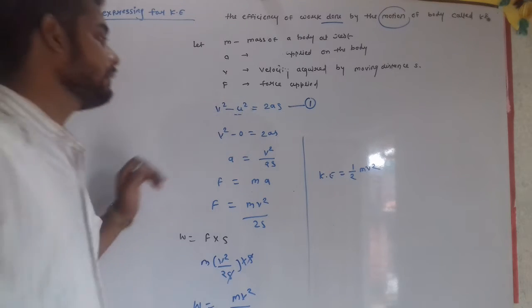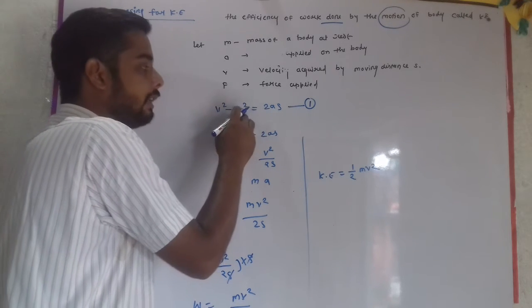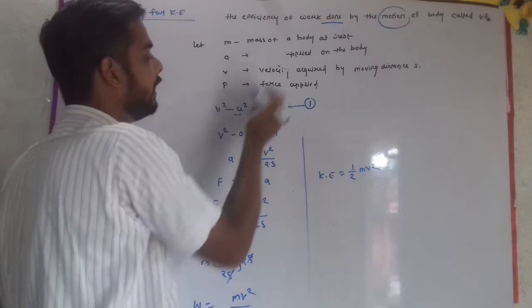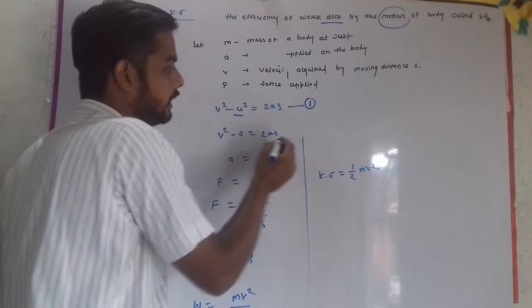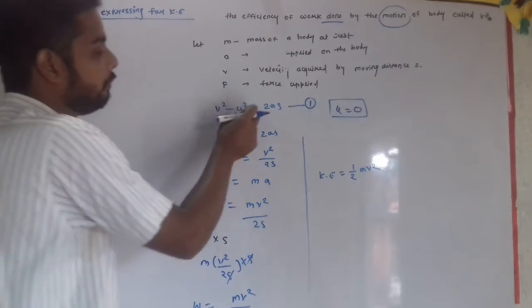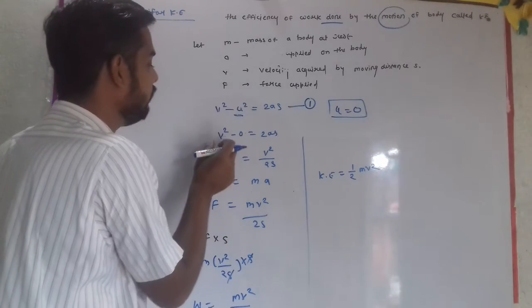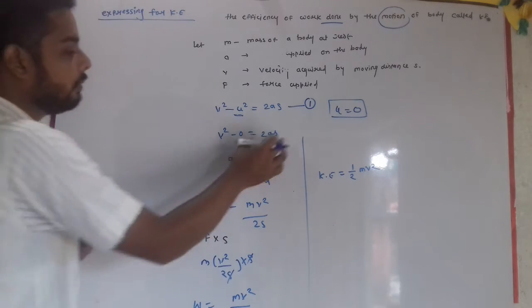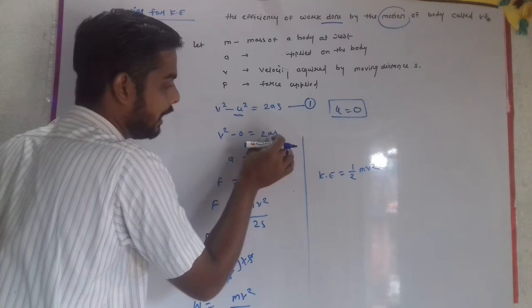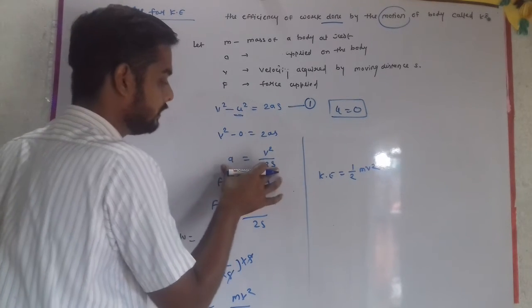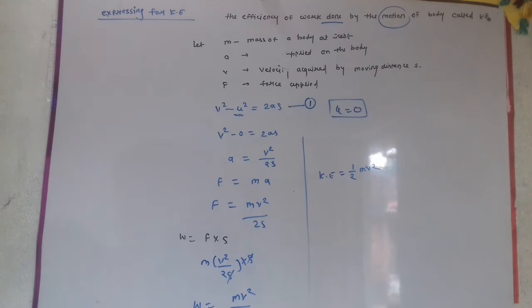Here u is the initial velocity, and capital V is the final velocity. Because the body was at rest, there was no initial velocity, so small u equals 0. Then we put u equal to 0, and we get V square minus 0 equals 2as, or by cross multiplying, a equals V square upon 2s.